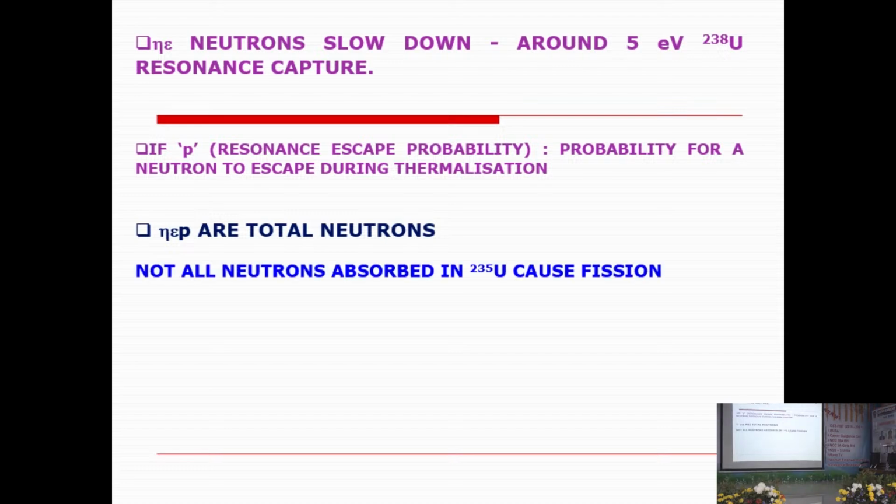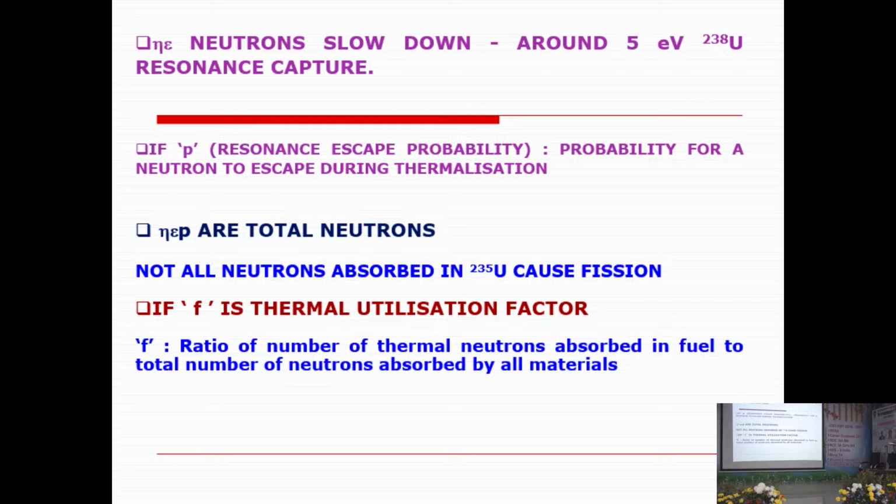Now in these reactors we have many other materials, including the fuel, clad, moderator and coolant. Some of the neutrons will be captured by these other materials, and that factor also we have to consider. That is F, the thermal utilization factor, the ratio of the number of thermal neutrons absorbed in fuel to the total number of neutrons absorbed by all materials. To continue the chain reaction, the neutrons should be absorbed by the fuel, but many other materials may absorb them too. Finally, K infinity will be eta epsilon into P F. That is called the four factor formula.